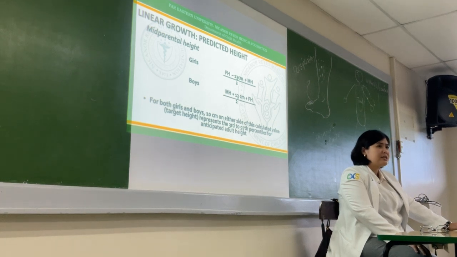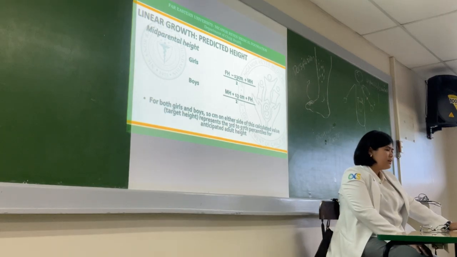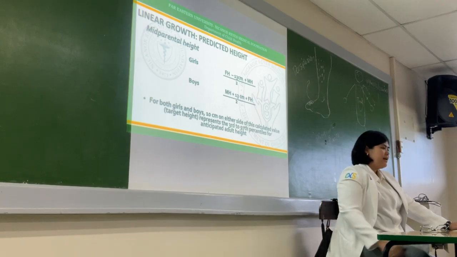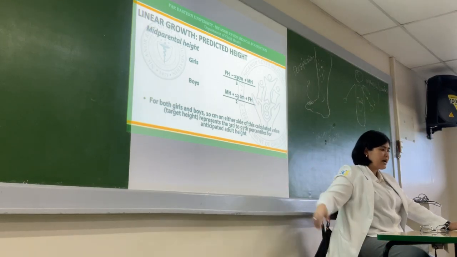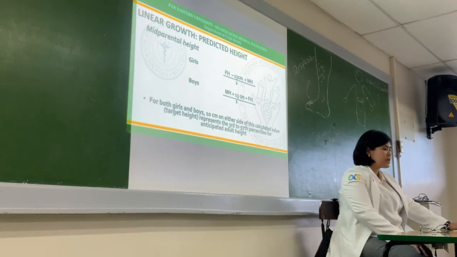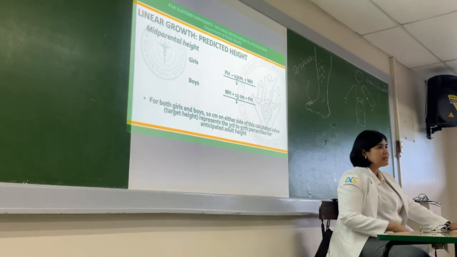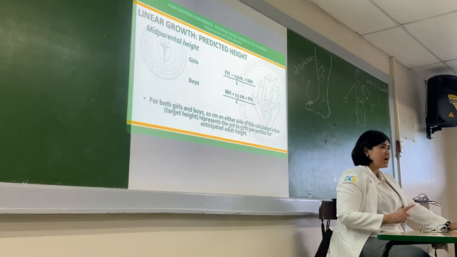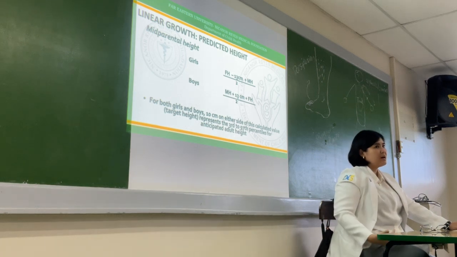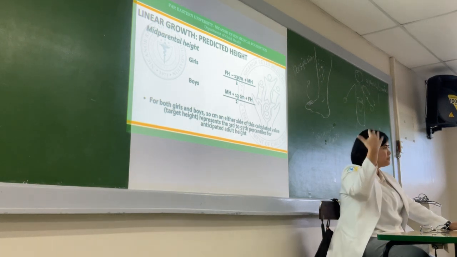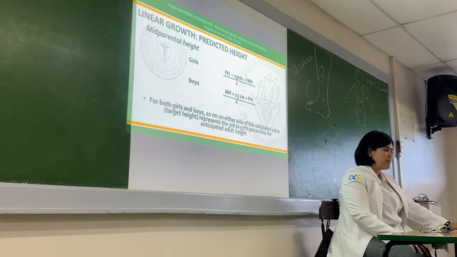Because it is correlated with genetics, especially parental height, we need to calculate sex-adjusted mid-parental height by assessing growth to avoid misclassification of abnormal growth. For girls, the formula is father's height (FH) minus 13 centimeters plus mother's height, divided by 2. For boys, maternal height plus 13 centimeters. Why? Because males are taller than females, and roughly the average difference in height is around 13 centimeters.